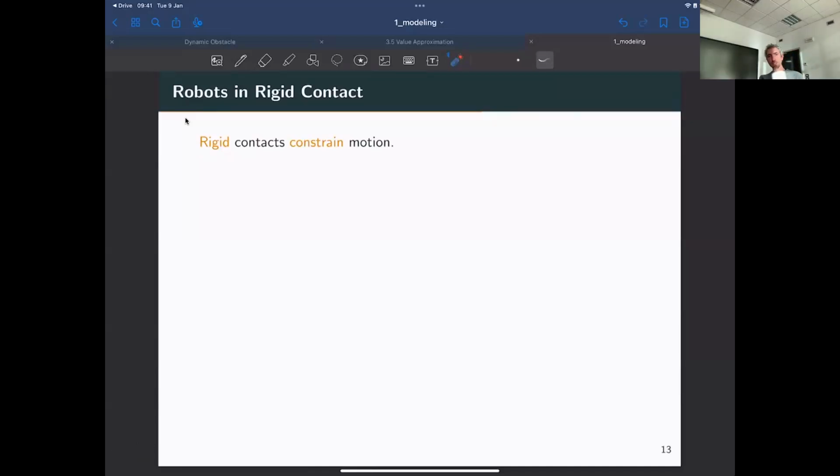Okay, so what I just described is valid for any kind of contact. Self-contact, contact with the environment, contact with a human. It's always like that. Now, let's focus on a special case of contact, which is the case of rigid contacts, which is very interesting for locomotion, because typically when you do locomotion, you do it on a rigid ground. So typically you need to work with rigid contacts. And rigid contacts have a peculiarity, which is that besides introducing contact forces, they also constrain the motion.